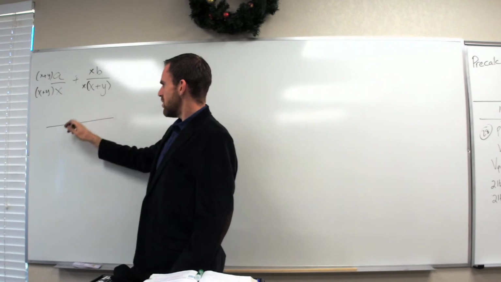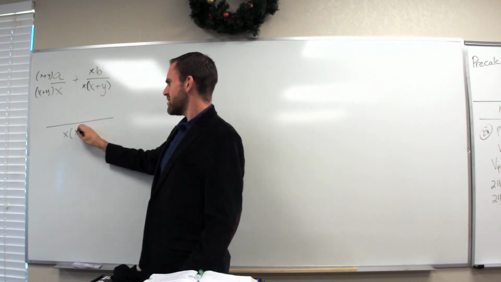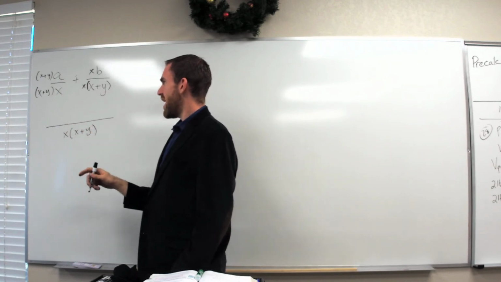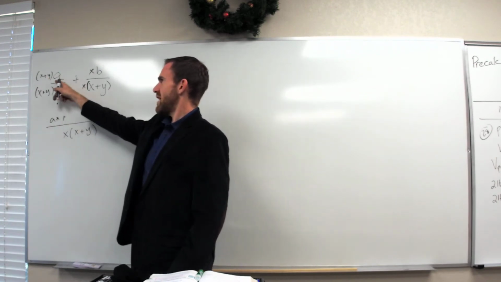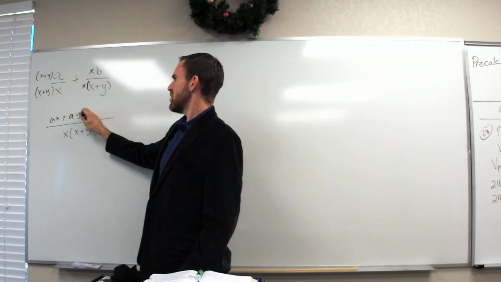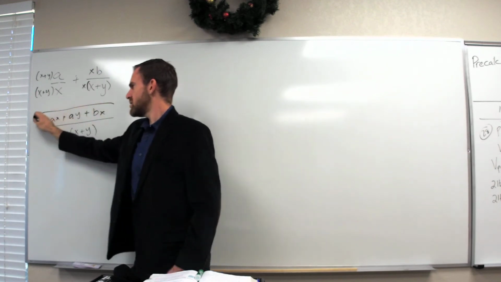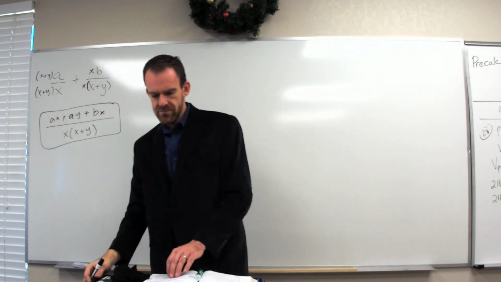Okay. So your denominator, and we'll leave it this way because you actually don't have to multiply it out, is that. What's the numerator? A times x plus a times y plus b times x. And that's your answer. Not bad.